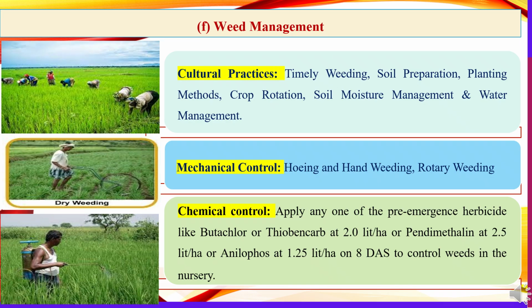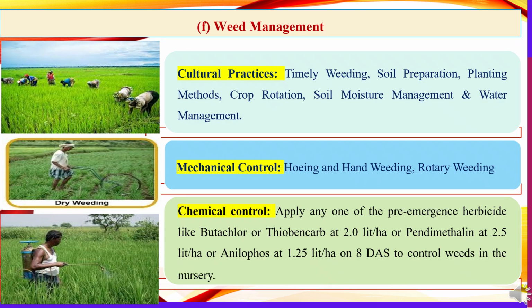Puddling in wetland rice also reduces weed growth by limiting oxygen availability to weed seeds. Planting methods. Use methods like line transplanting, drum seeding, or mat-type nursery transplanting to facilitate easier weeding and uniform plant growth. Crop rotation. Rotating rice with non-rice crops, such as pulses or oilseeds, helps break weed life cycles and reduces the buildup of specific weed species.